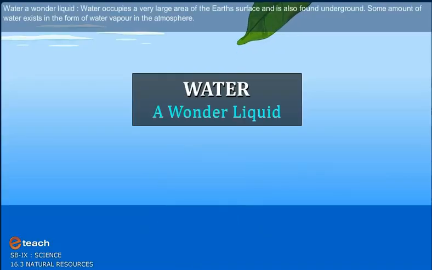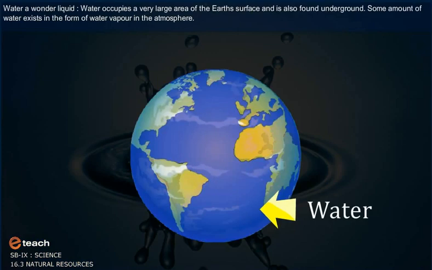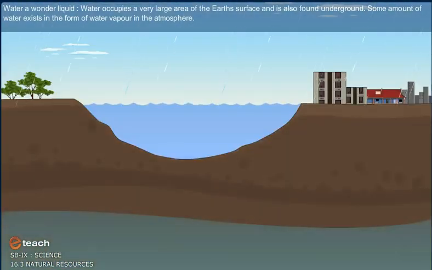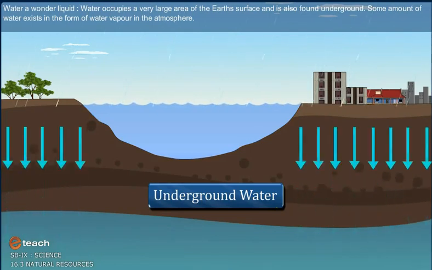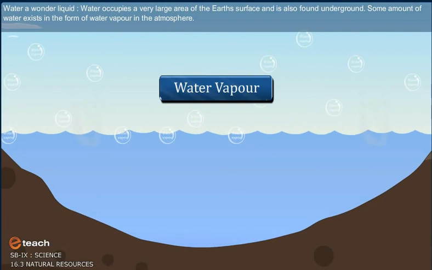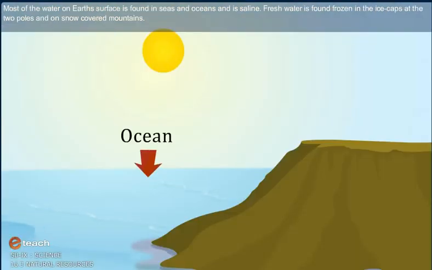Water, a wonder liquid. Water occupies a very large area of the earth's surface and is also found underground. Some amount of water exists in the form of water vapor in the atmosphere. Most of the water on Earth's surface is found in seas and oceans and is saline.